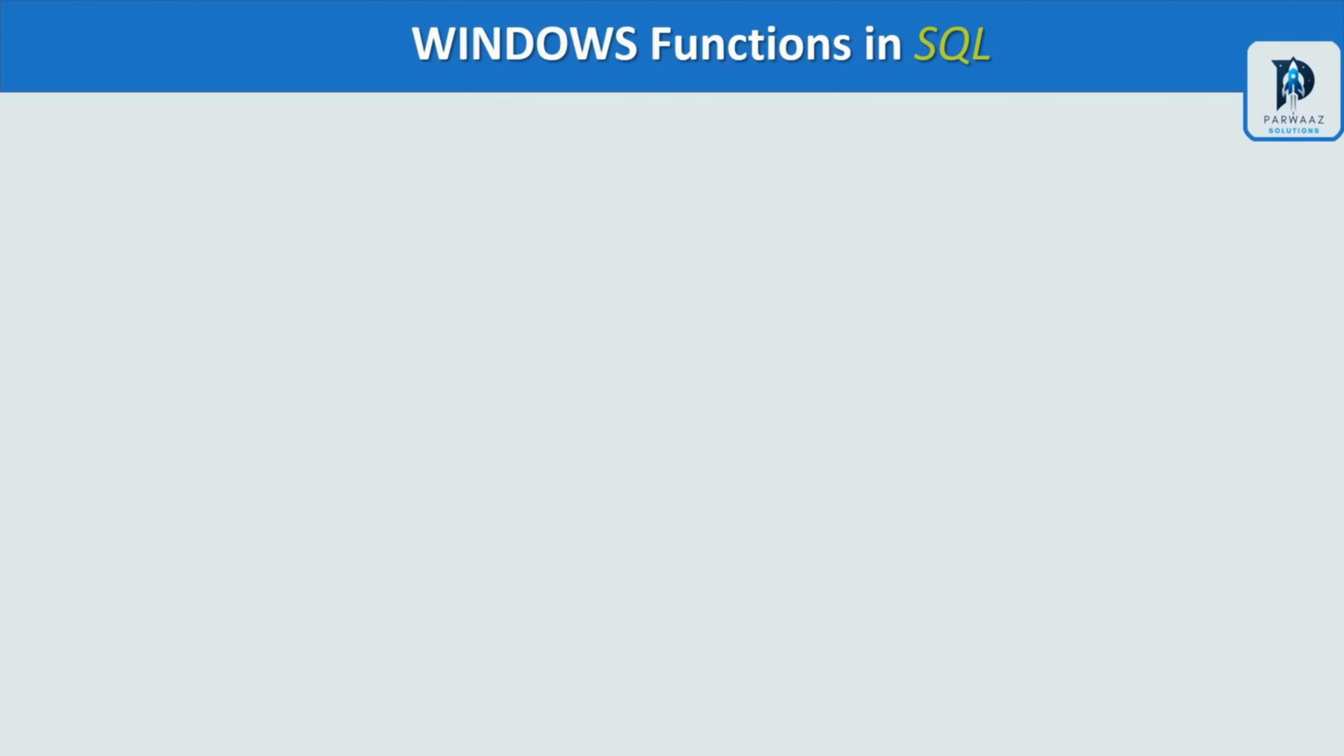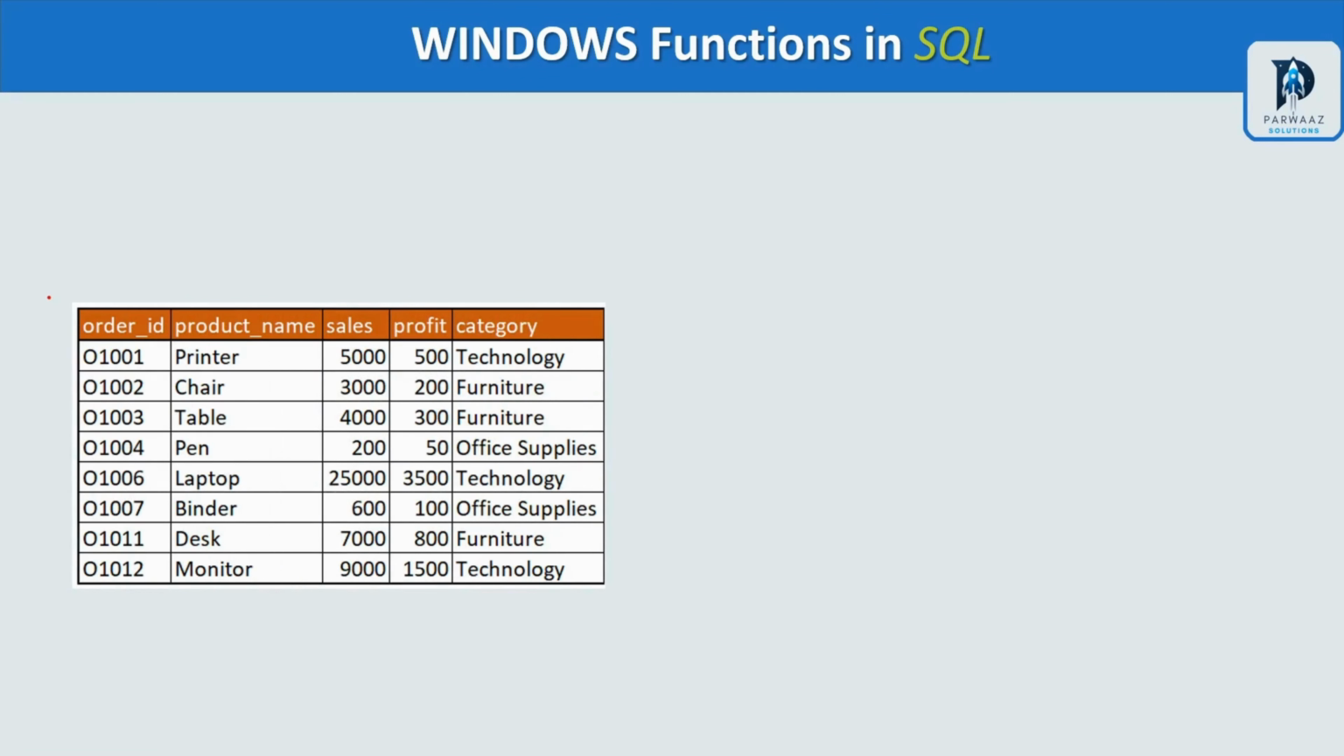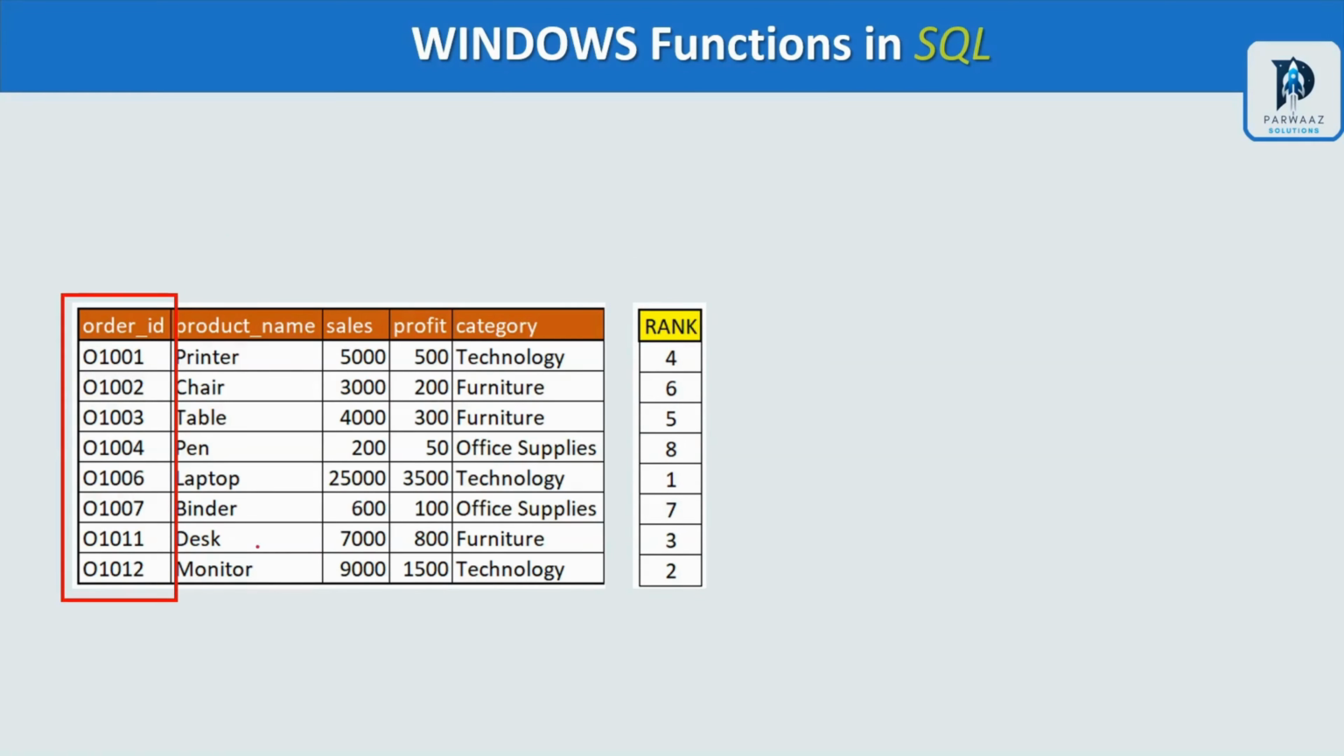Before we start with anything, consider these business requirements. We have this very simple table with order ID, product name, sales, profit, and categories. These are the columns we have in this table. My requirement is to find the rank of each of these orders by profit in descending order. What does it mean? I want to rank the order with maximum profit as rank 1, the second one as rank 2, and so on. So this is my requirement.